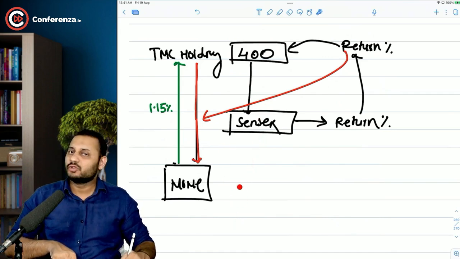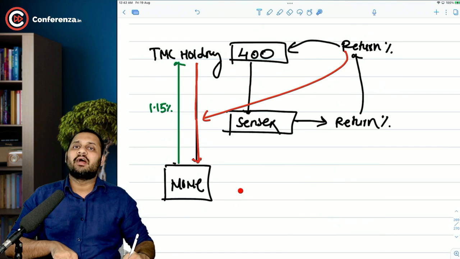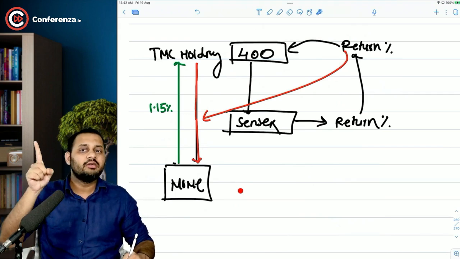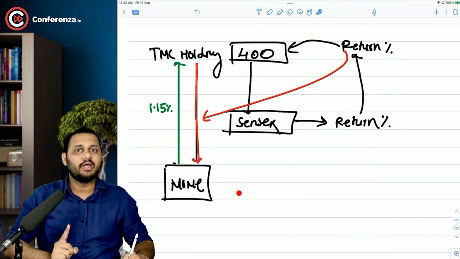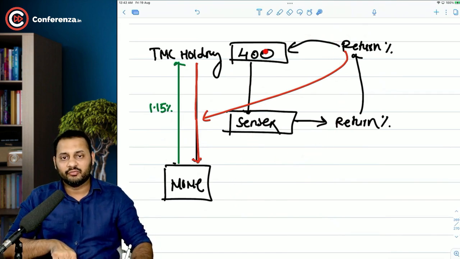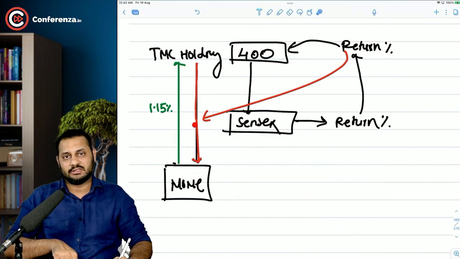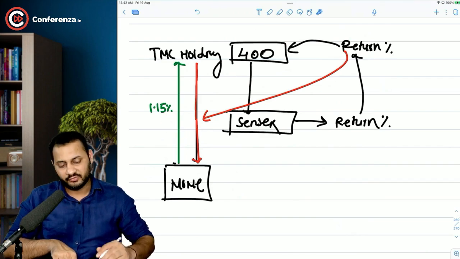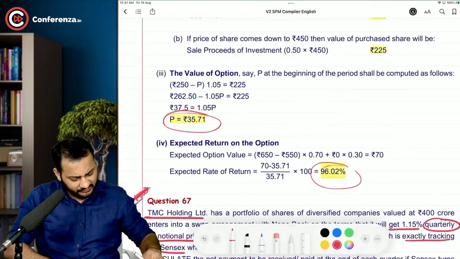Opening and closing values of the Sensex will be given. You have to find out the return. Closing minus opening divided by opening is the Sensex return. That becomes the return of our portfolio on 400 crore, which will be paid by us. And this is the fixed amount received. That's it. It's very, very easy.